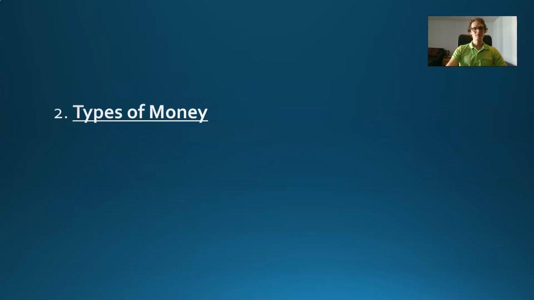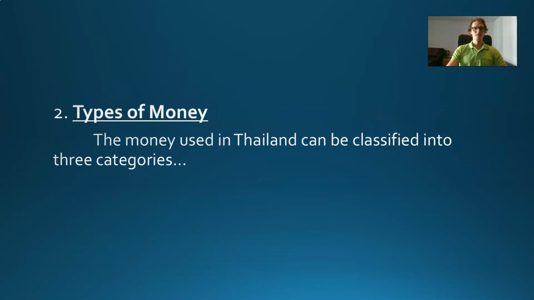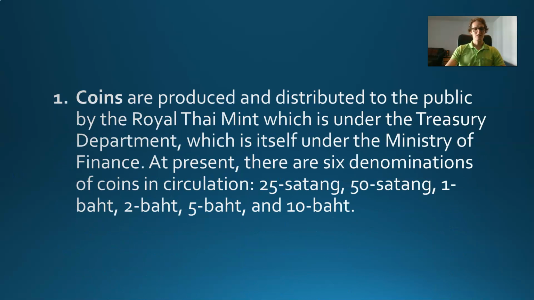Next, types of money. The money used in Thailand can be classified into 3 categories, and the next slides will follow. First are coins. Coins are produced and distributed to the public by the Royal Thai Mint, which is under the Treasury Department, which is itself under the Ministry of Finance. So those are basically just a lot of government organizations that produce money, or that produce coins.